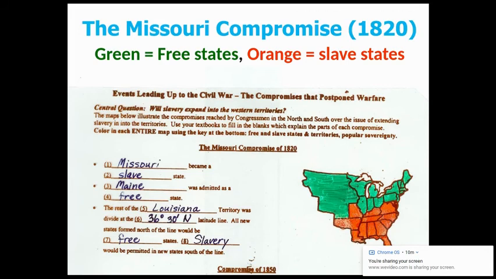So now that you've finished coloring your first map, that map is a good visual representation of the Missouri Compromise. So notice that Missouri is the slave state color that you went with, right? And Maine is the free state color that you went with. And above that 36-degree, 30-minute north latitude line, the U.S. territory, this should be your free color.